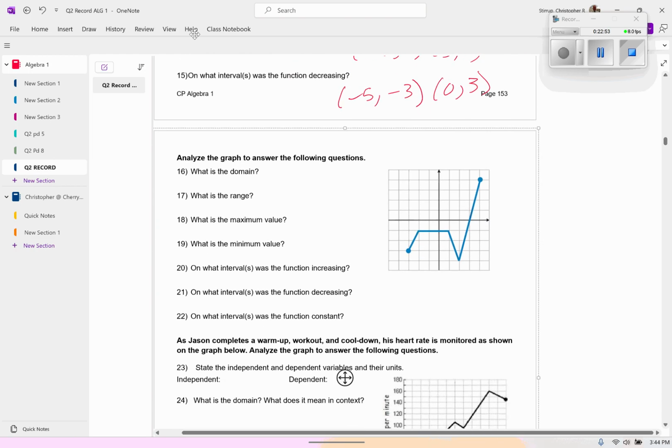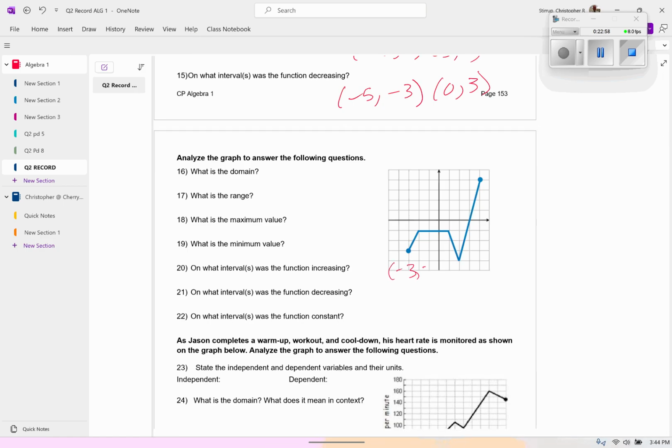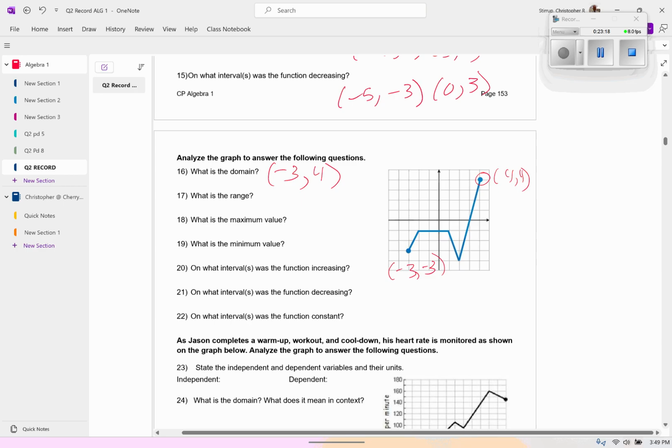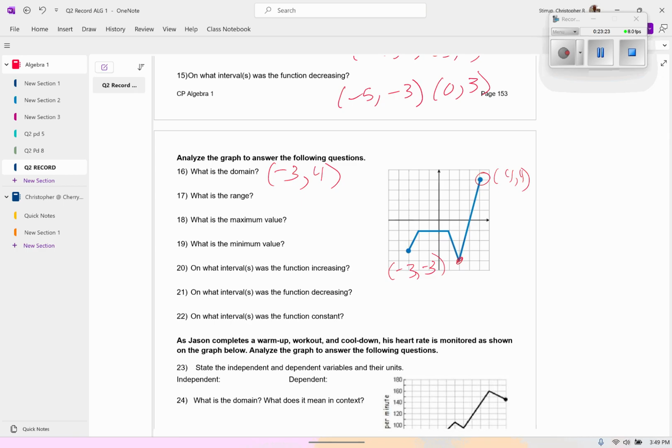What is the domain of this? Well, let's figure out some points. So I got 1, 2, negative 3. This value is 4, 4. The domain is negative 3 to 4. Okay, so then we want to find the range. We already have our top value, but we want to get that one. So that's 1, 2, and 1, 2, 3, negative 4. So our range is bottom to top, so negative 4 to 4.